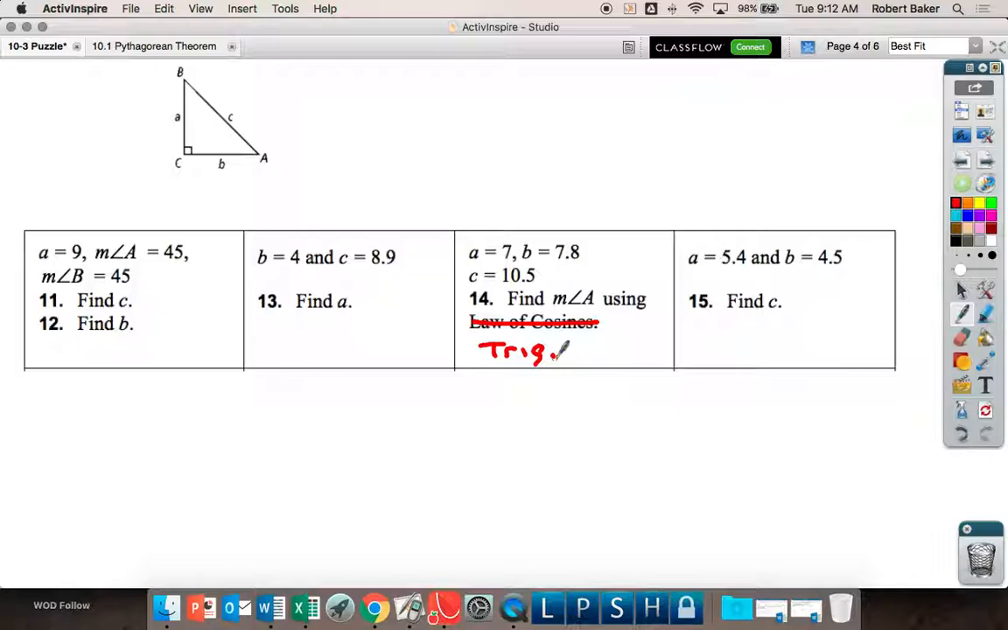So if I was going to use trig to solve for the measure of angle A, I have little a is 7, little b is 7.8, and little c is 10.5. You can use any trigonometric function you want. Whoa, that says trigonometry, but using it as an application, trigonometric. It's fun to say, I'll let you try it.